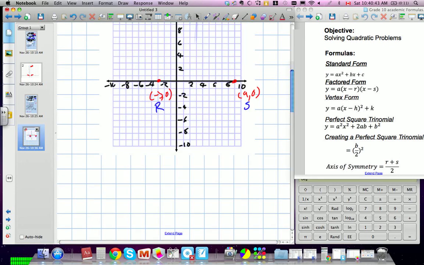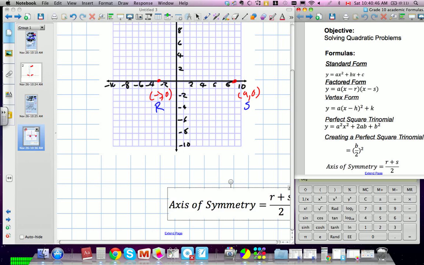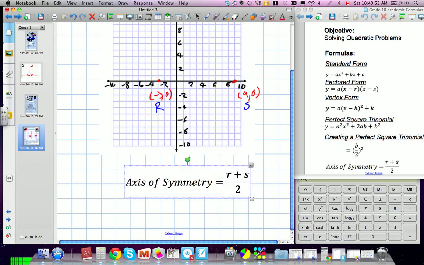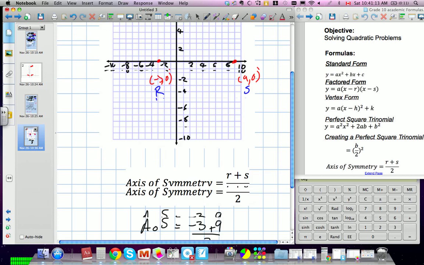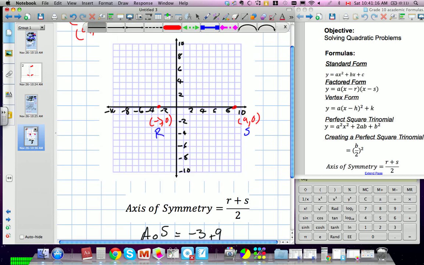So we'll use the axis of symmetry formula in order to solve this. We'll plug in our r and our s values, which are negative 3 and 9. So our axis of symmetry is equal to r is negative 3, s is positive 9, divided by 2. That gives us 6 divided by 2, which is positive 3. Okay? So we know the middle of this parabola is going to run through x at 3, or positive 3. So this is our axis of symmetry. It runs right through the middle of our parabola. We also know that's the x value of our vertex. So our vertex is going to be at 3 and some value of y.